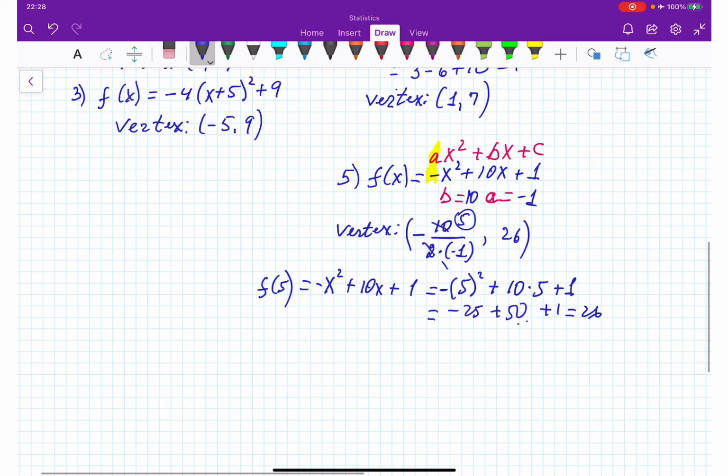To rewrite cleanly, the vertex is going to be 5 and 26.